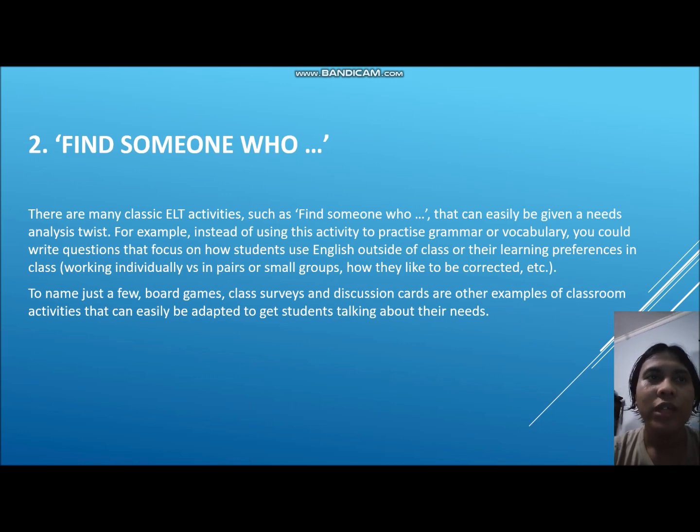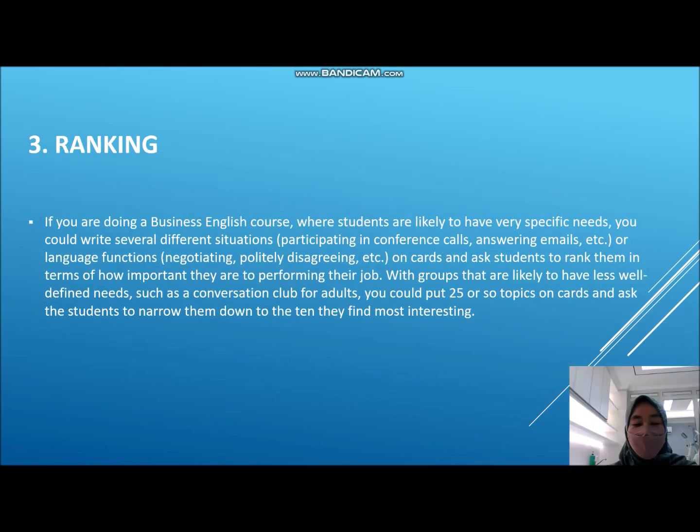2. Find someone who. There are many classic ALT activities, such as find someone who, that can easily be given a needs analysis twist. For example, instead of using this activity to practice grammar or vocabulary, you could write questions that focus on how students use English outside of class or their learning preferences in class: working individually versus in pairs or small groups, how they like to be corrected, to name just a few. Board games, class surveys, and cushion cards are other examples of classroom activities that can be adapted to get students talking about their needs.